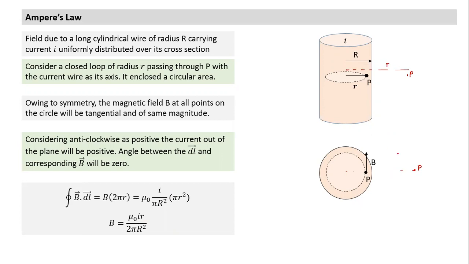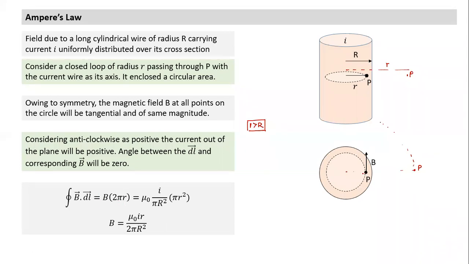What kind of loop will I take? Again I take a similar kind of loop. What change will happen in this formula? Now I'm doing it for R greater than capital R. Karthikeya, can you tell me how to calculate the field at a point P which is outside the cylindrical current carrying wire? This method we have done for a point inside. What changes will happen if the point lies outside? Will this term change?